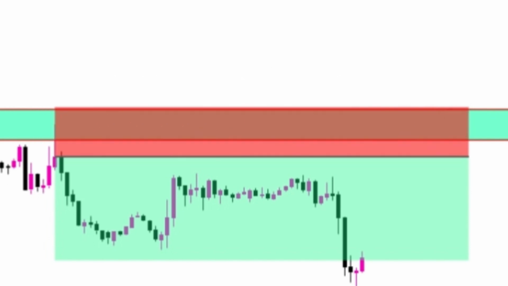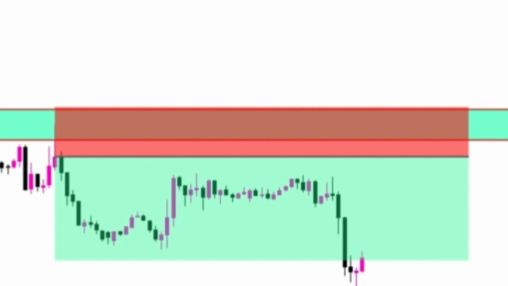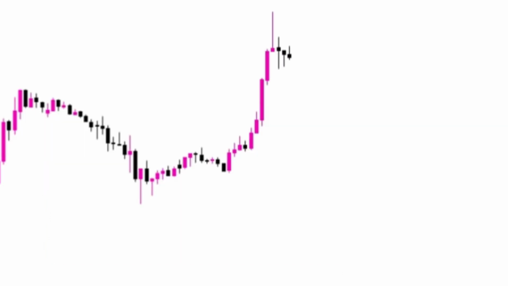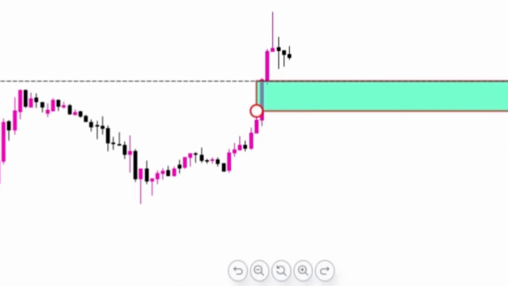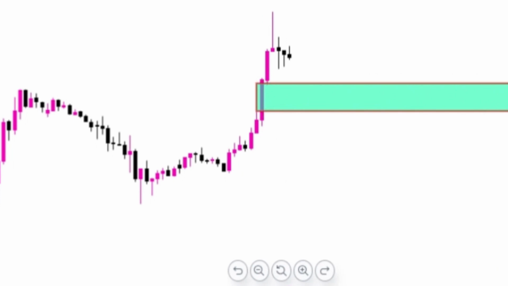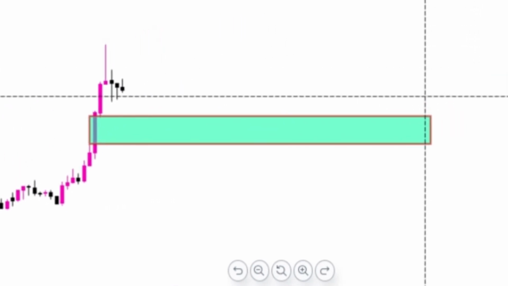Now let us learn the concept of consequent encroachment. The consequent encroachment simply means the midpoint of the fair value gap. Let us learn about this in depth through an example. So, here as you can see, the market made this big bullish inefficient candle. Now let us draw the fair value gap. Now let us wait for the market to tap into the fair value gap.